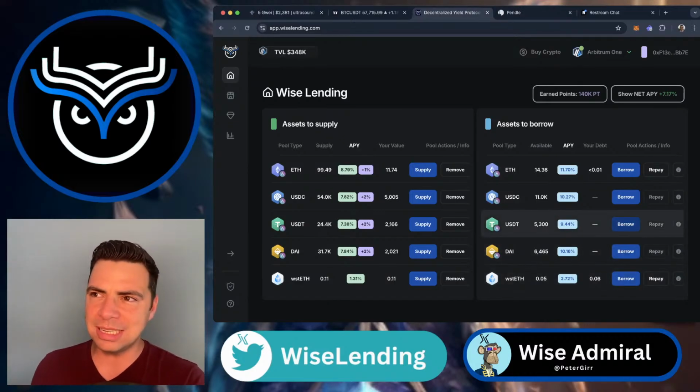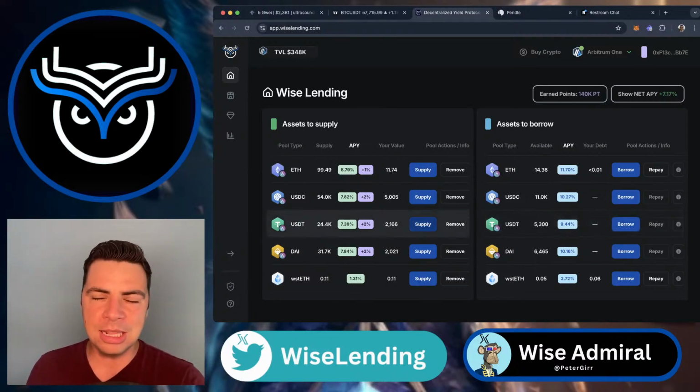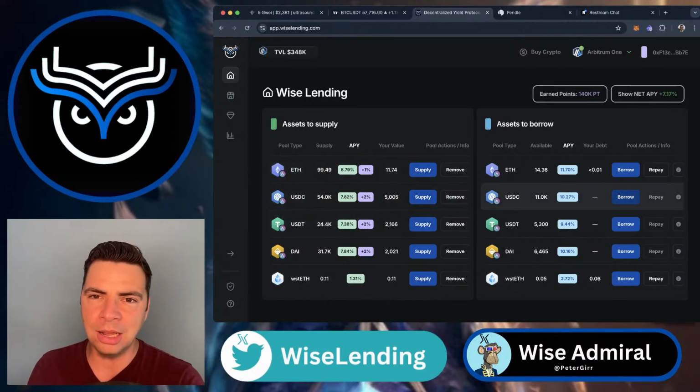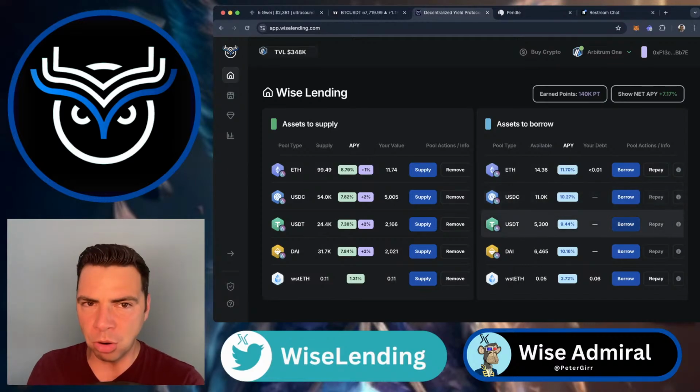But let's just say we set APY to 0 across the board, no matter what. Well, then the only thing that would happen would be lenders would be getting less money. And then borrowers might borrow more, for instance.